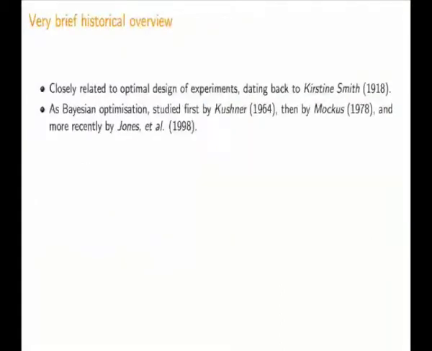On the historical part, there's a very brief overview, and there are at least two things I would like to mention. There was some work early in the 20th century on optimal design of experiments, which is closely related to Bayesian optimization, except that Bayesian optimization is more targeted to optimizing a function rather than having a good estimate of that function anywhere in space. And in terms of Bayesian optimization with Gaussian processes, I would like to point out this paper from '98, which was already revisiting Bayesian optimization through, among others, Gaussian processes.